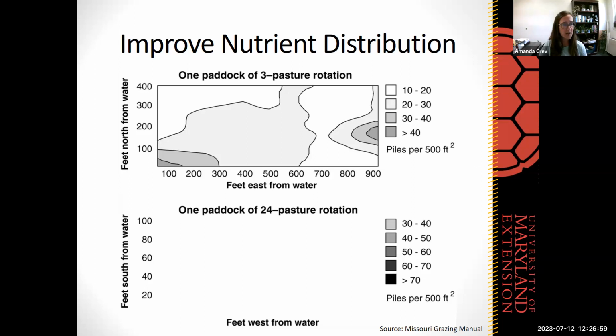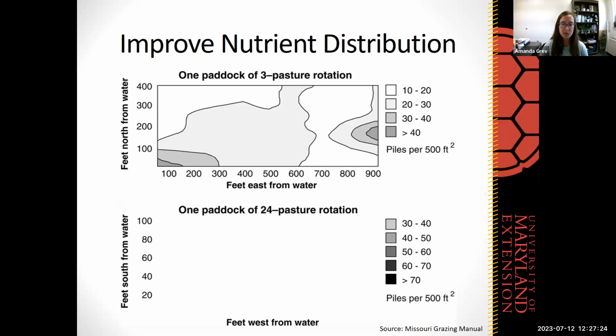So in the top figure there, you can see that this is just one paddock if there's a 3 pasture rotation. So a larger area, a larger pasture space given to those animals. And you can see we have a few maybe hot spots over on the right there in the bottom left corner where we have a little bit more dense manure in those areas, but overall a low amount of manure throughout that field.